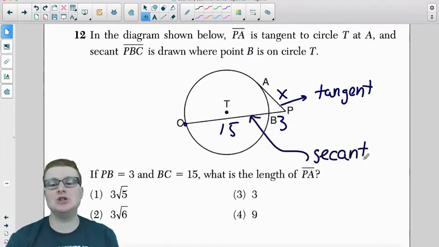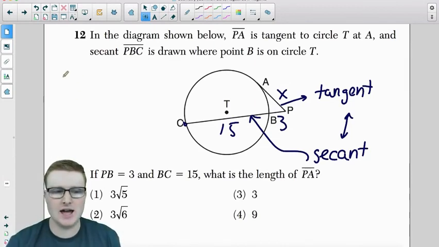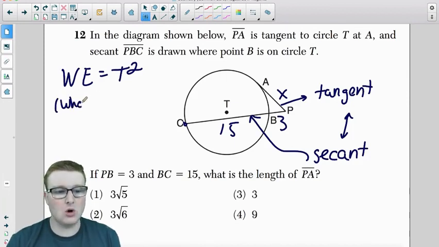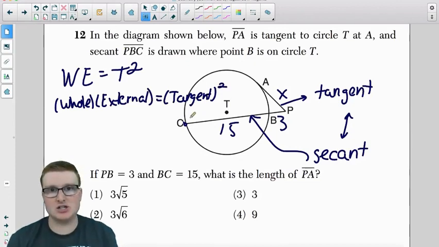What relationship do you know between a tangent and a secant for segment relationships of a circle? I hope what's coming to your head is WE equals T squared, "wet squared." What this stands for is whole times external is equal to the tangent squared. Now, it's not the same tangent as in SOHCAHTOA tangent, like sine, cosine, tangent. It's a different tangent, as in the segment of the circle.